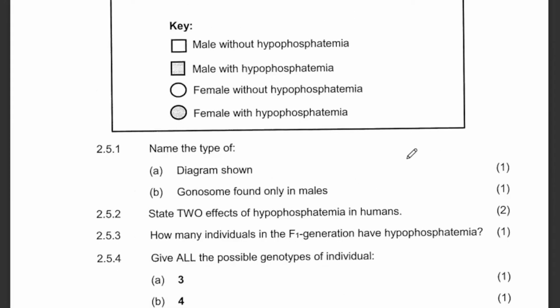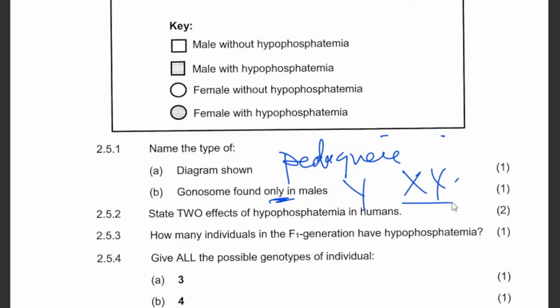How do you call this? We call it a pedigree diagram. They're saying the gonosome found in males is Y. Yes, the gonosome, meaning the chromosome which is found in males only. They said male only, meaning they are looking for that chromosome which is Y.